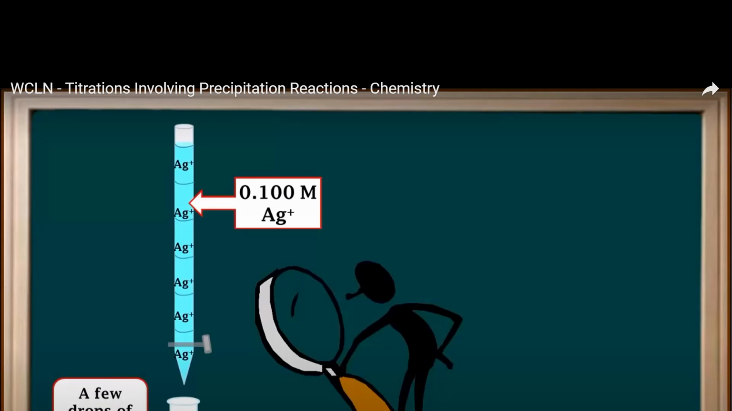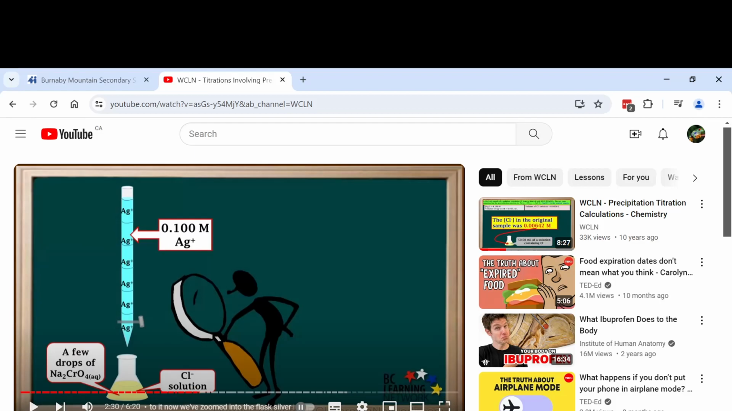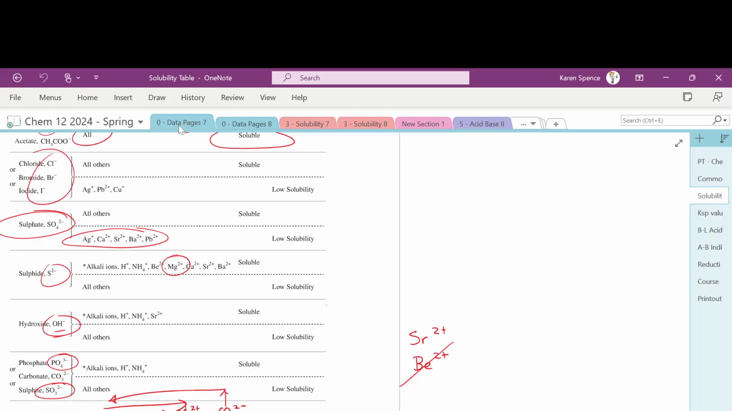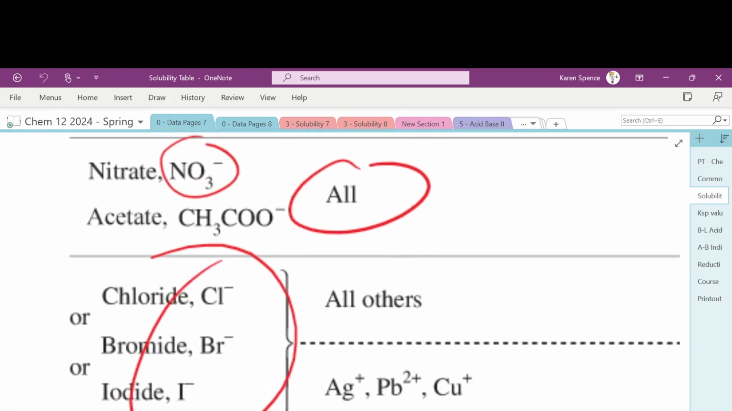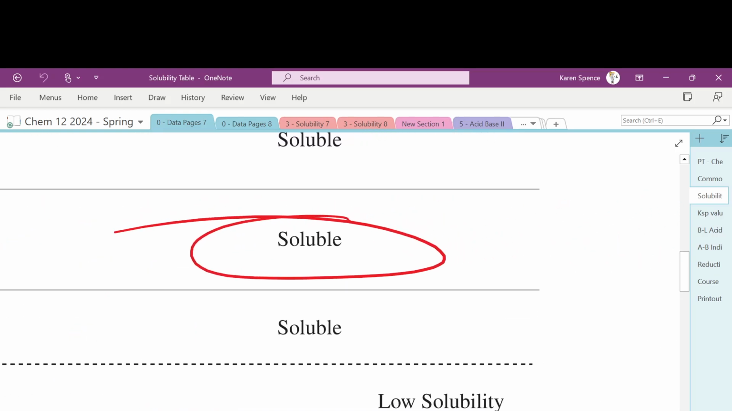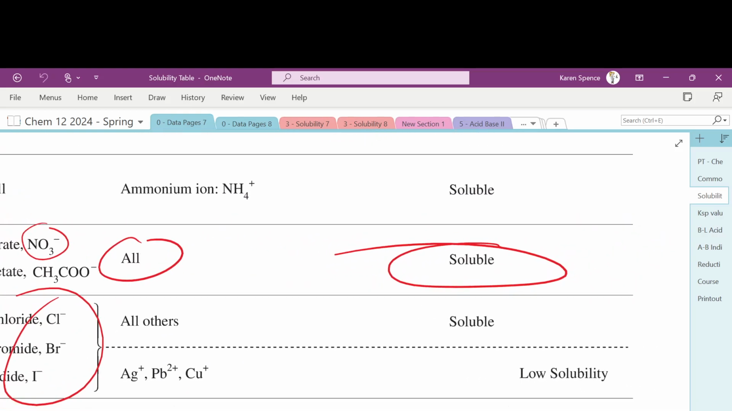If you drip silver into chloride, what happens? You get a precipitate. Okay? So yeah, we're going to get a precipitate.